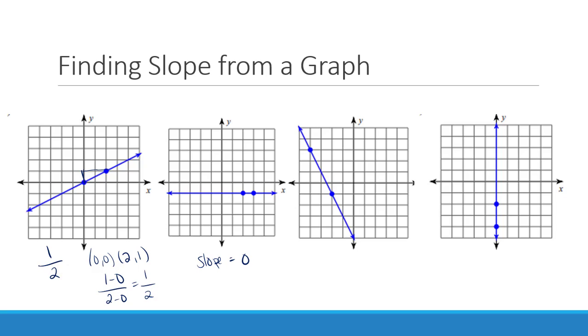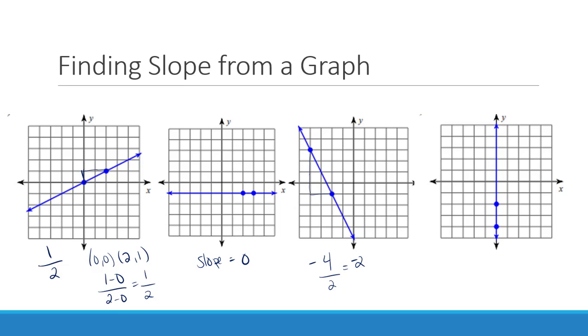This one, think about, you're going down this time. So we're going down 1, 2, 3, 4, and then we're going over 2. But it's going to be negative since it's a negative slope. Again, if you have to go down to get from one point to the other, then we know it's going to be negative. Negative 4 over 2 is going to give us a slope of negative 2.